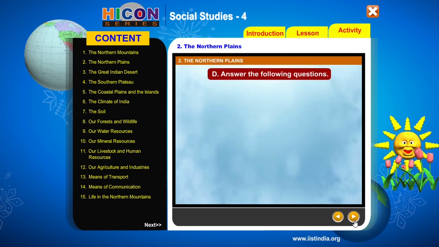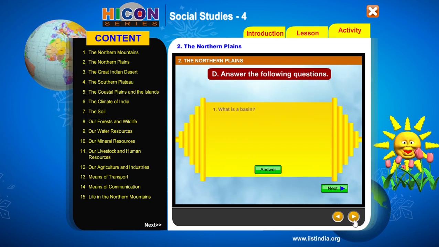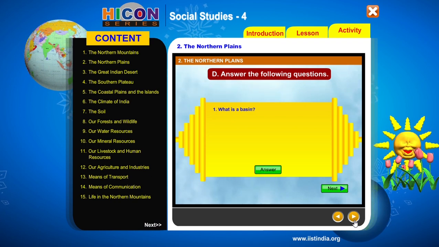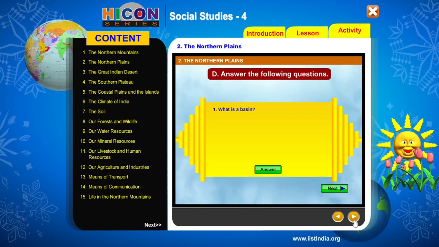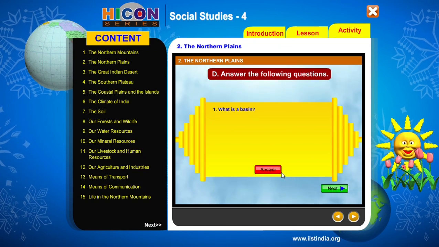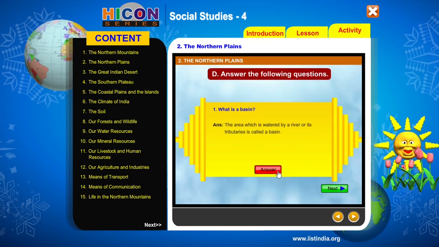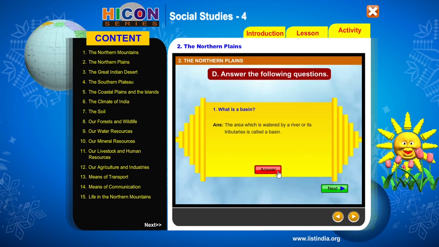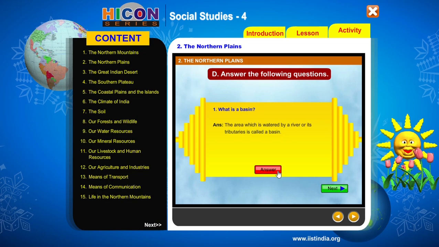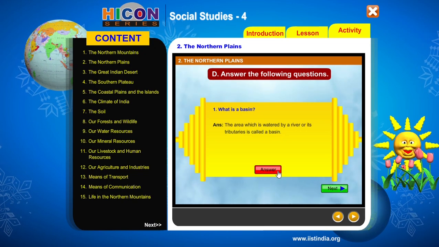Answer the following questions. So we have got some questions and answers based on this lesson. So now we will answer the questions and answers, okay? The first question is, what is a basin? Answer, the area which is watered by a river or its tributaries is called a basin. A basin is an area which is watered by a river or its tributaries, right?